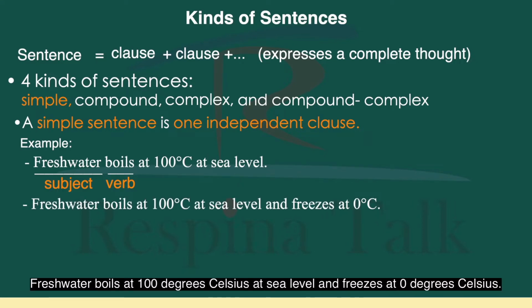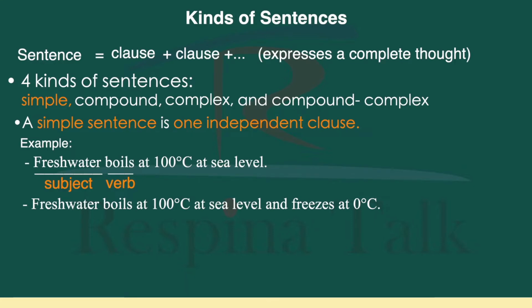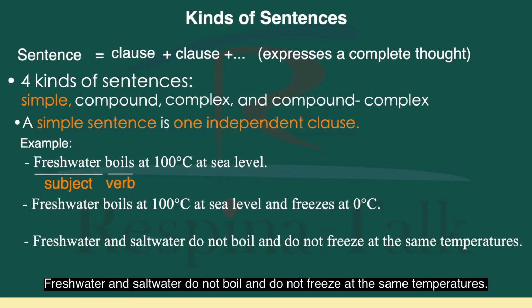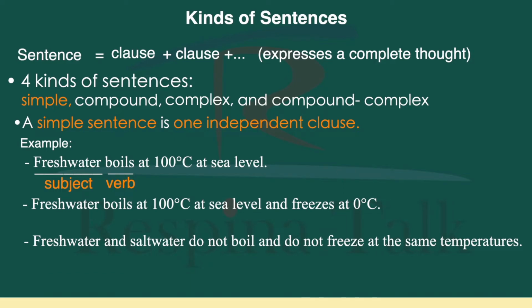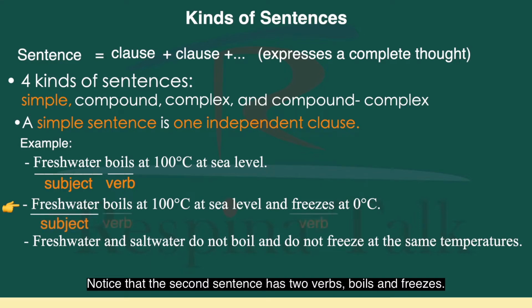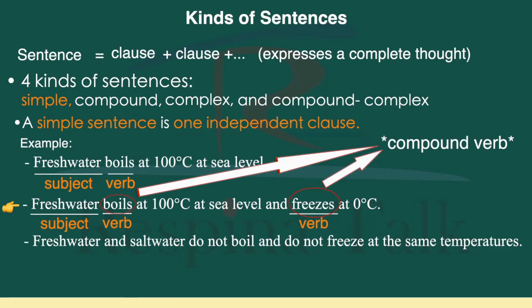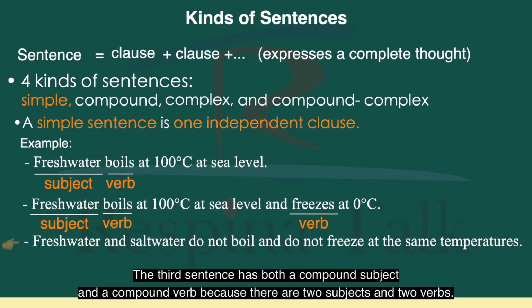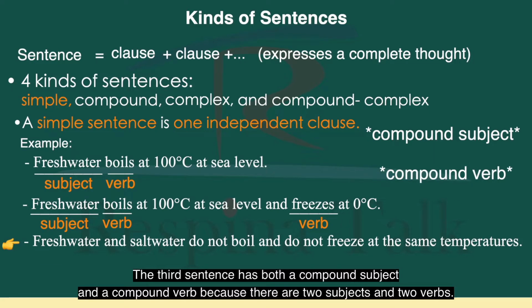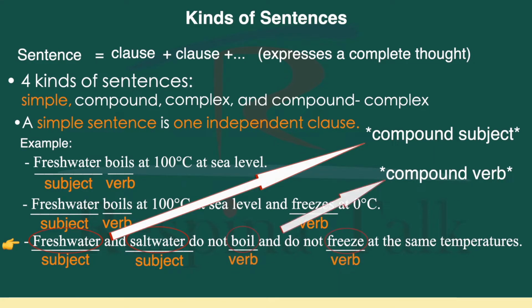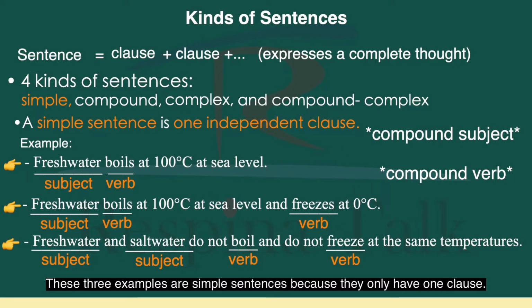Fresh water boils at 100 degrees Celsius at sea level and freezes at 0 degrees Celsius. Fresh water and salt water do not boil and do not freeze at the same temperatures. Notice that the second sentence has two verbs, boils and freezes. This is called a compound verb. The third sentence has both a compound subject and a compound verb, because there are two subjects and two verbs. These three examples are simple sentences because they only have one clause.